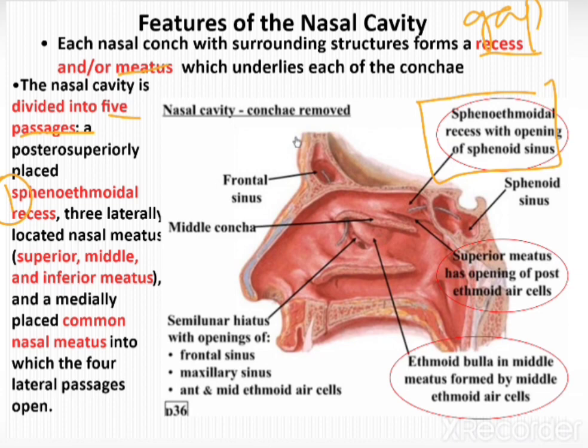We have three laterally located nasal meatuses. They are the superior meatus, middle meatus, and the inferior meatus. And there is also a common nasal meatus into which the four lateral passages, that is the superior, middle, inferior meatuses and the sphenoethmoidal recess, all open.